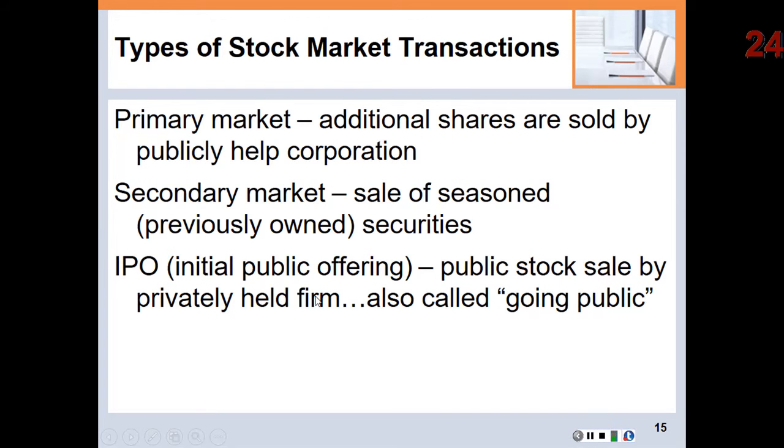Okay, now, some different stock market transactions. You need to know these definitions for the final exam. So we've got three different types here: primary market, secondary market, and IPO. I'm actually going to start at the bottom first with IPO. The IPO stands for Initial Public Offering, and this is when a stock goes public for the first time.